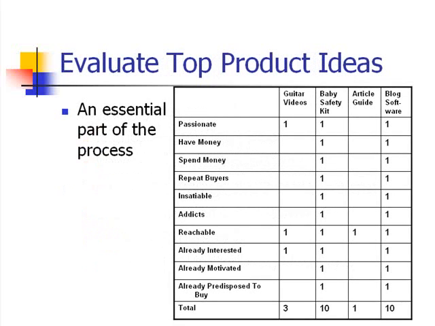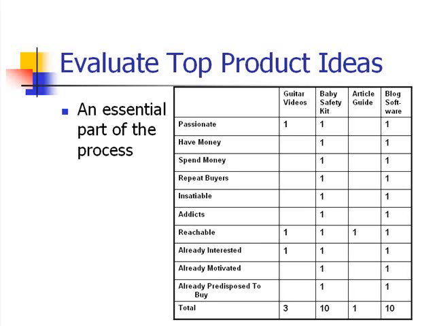Now let's evaluate your top product ideas. This is an essential part of the evaluation process that's almost always overlooked. Once you have your top 10 ideas identified from the previous section, you can use the matrix here and in the ebook to evaluate each of the ideas to determine the ones with the greatest opportunity for success.